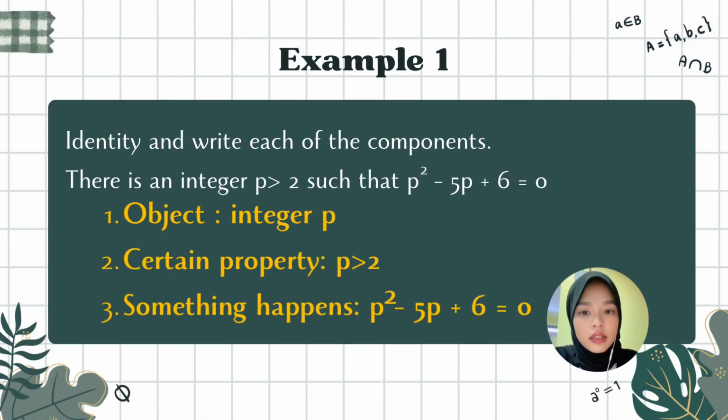Now let's look at example 1. The statement is: there is an integer p greater than 2 such that p squared minus 5p plus 6 equals 0. First, we identify the components. The object is integer p. The certain property is p more than 2. The something that happens part is the equation p squared minus 5p plus 6 equals 0. This step is very important because if we cannot correctly identify these three parts, we cannot apply the construction method properly.